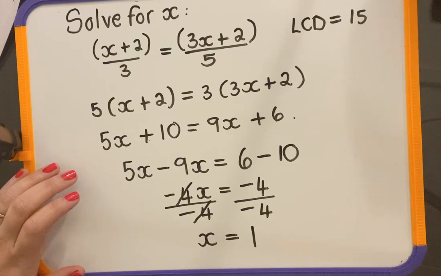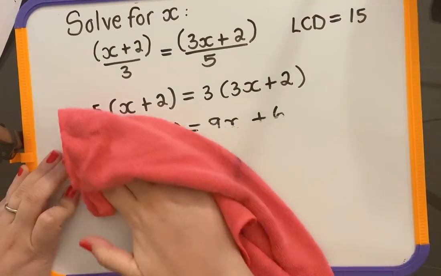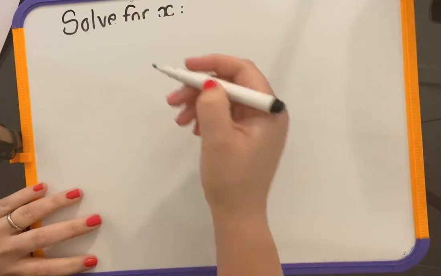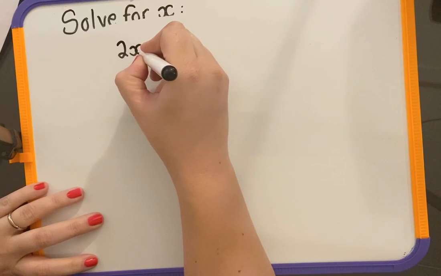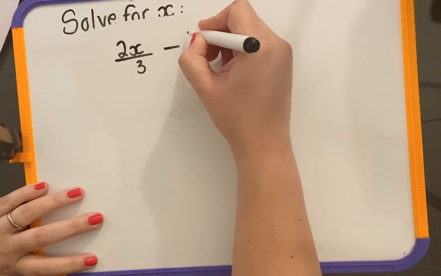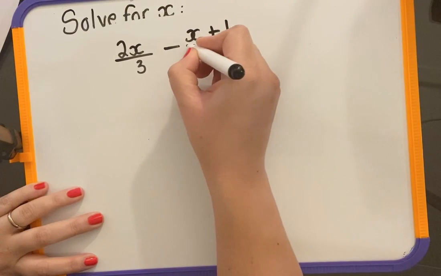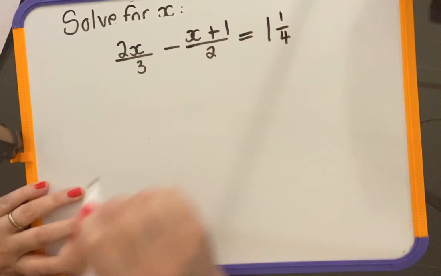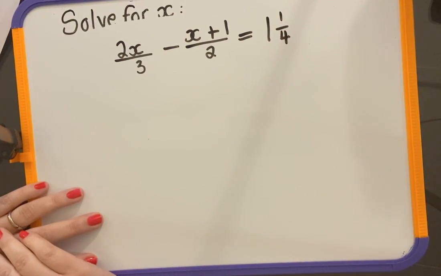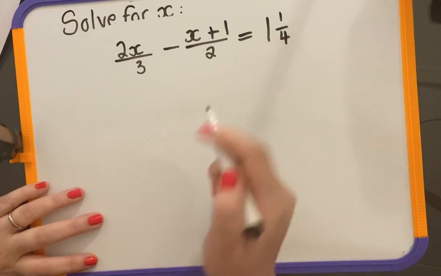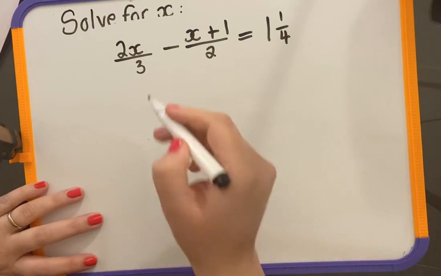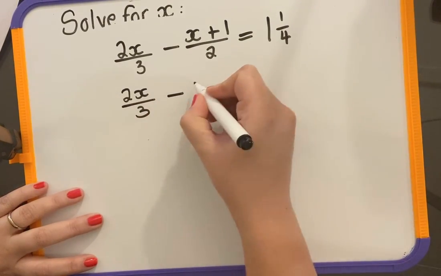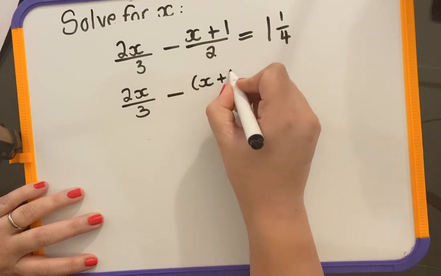Okay, now, how would we solve for x if I'm given a mixed number as part of my equation? Well, remember, over there I can see a binomial in my numerator. So what am I going to do? I'm going to put a bracket around the x plus 1.